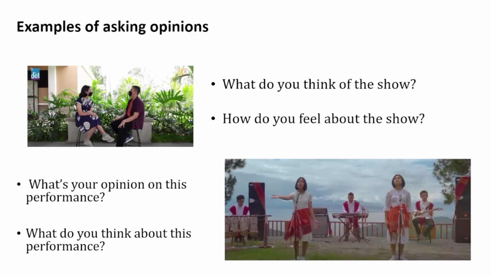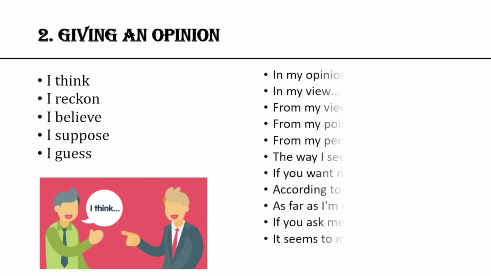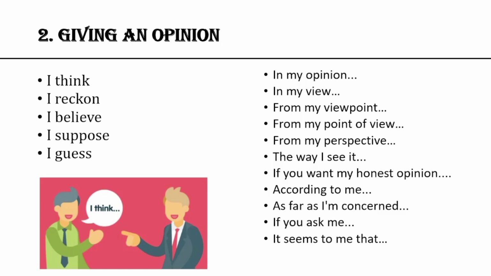Now let's look at how to give an opinion. We have learned how to ask for an opinion. Now let's learn how to give an opinion. Here are some common expressions: I think, I reckon, I believe, I suppose, I guess. Yes, I reckon is the same as I think. And we have more expressions: in my opinion, in my view, from my viewpoint, from my point of view, from my perspective, the way I see it, if you want my honest opinion, etc. In expressing our opinion, we can use these expressions.